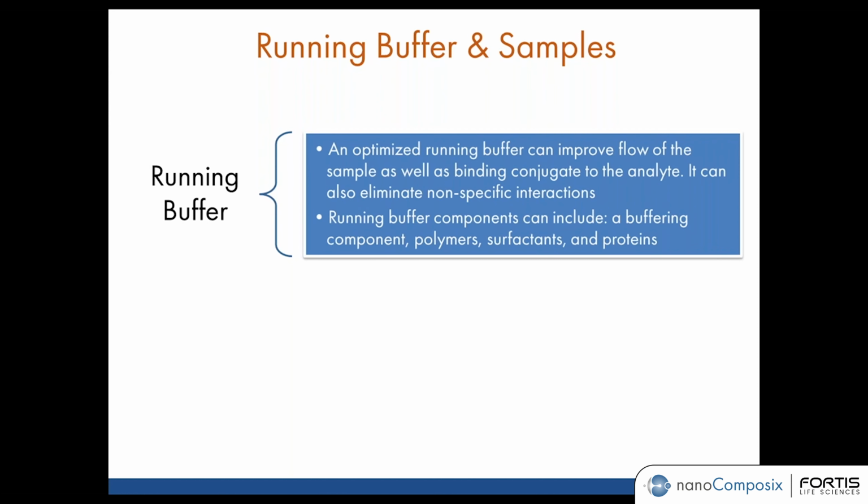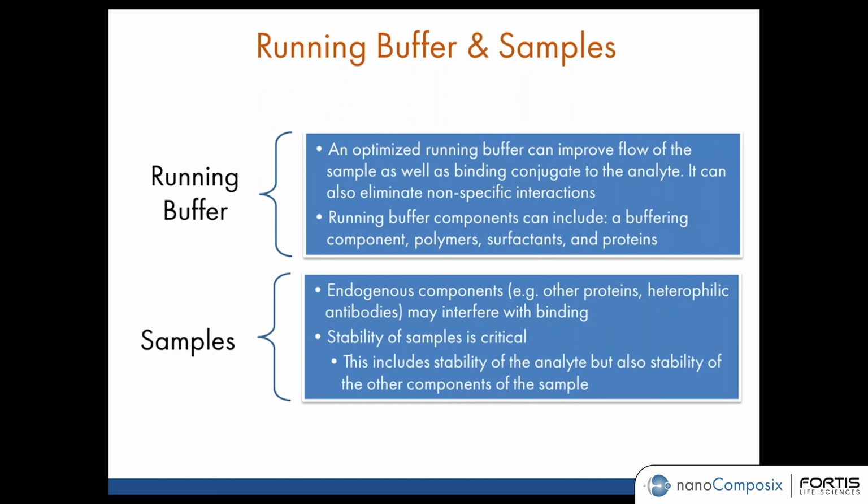By optimizing the running buffer, you can improve the flow, eliminate nonspecific binding, and improve the binding of your analyte. The running buffer can include a buffering component such as PBS, polymers, surfactants, and proteins. When you're dealing with samples, it's really important to keep in mind that all of the other endogenous components of the sample may interfere with binding to your analyte. This can be mitigated by optimizing the running buffer or with some of the other optimizations listed in the sections above. The other issue to think about is the stability of the sample. Not only is the stability of the analyte important, but the stability of the rest of the components of the sample are important as well.